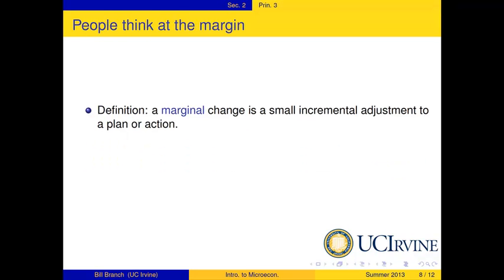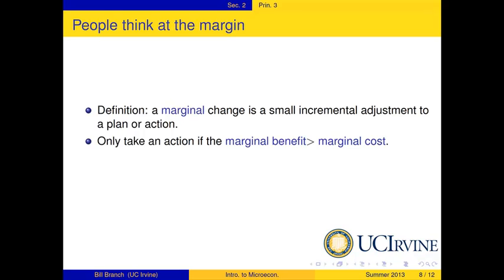Principle number 3 is people think at the margin. So first we have to think about what's the definition of thinking at the margin. Well, a marginal change is a small incremental adjustment to a plan or action. So how does that matter for decision making? Well, a person who thinks at the margin should only take an action if the marginal benefit of that action is greater than the marginal cost.